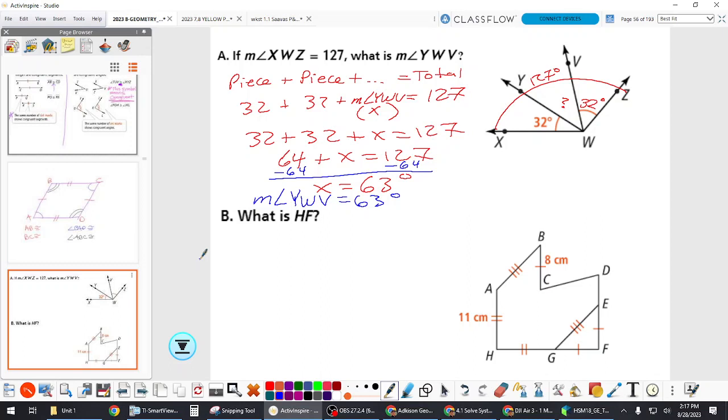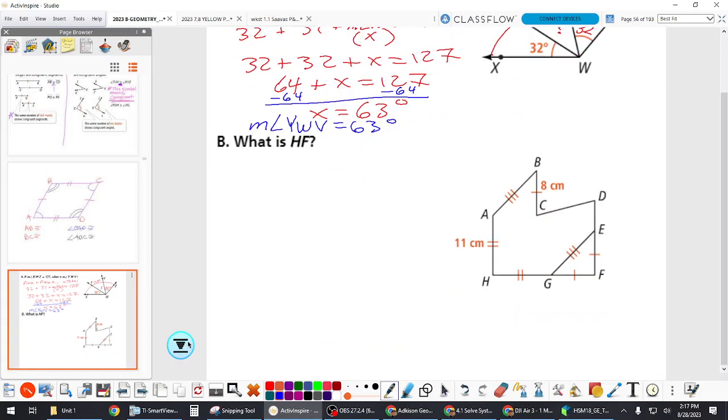So how'd that one go? Awesome. Okay. Down here, HF, this one could have taken you like 5 seconds. Anybody get there that quick? Awesome. Good job. HF. So HF is this whole segment. We know nothing about it other than these red lines, right? But what do these two red lines tell you here? That's 11 centimeters, and this one red line tells us that this is 8 centimeters by congruence notation. So HF, technically should have a bar above it, is 19 centimeters.